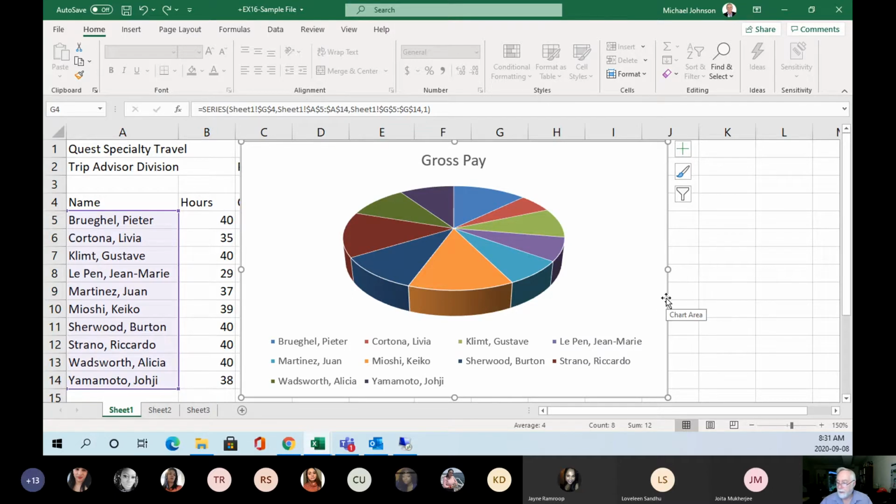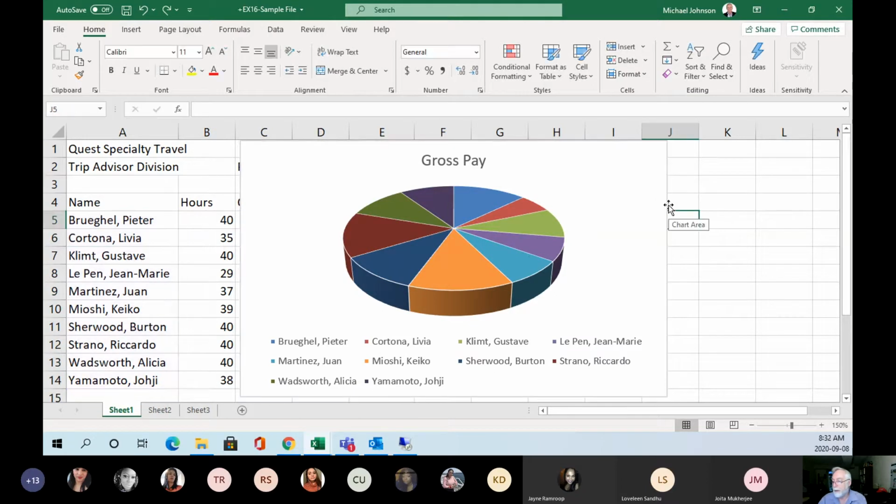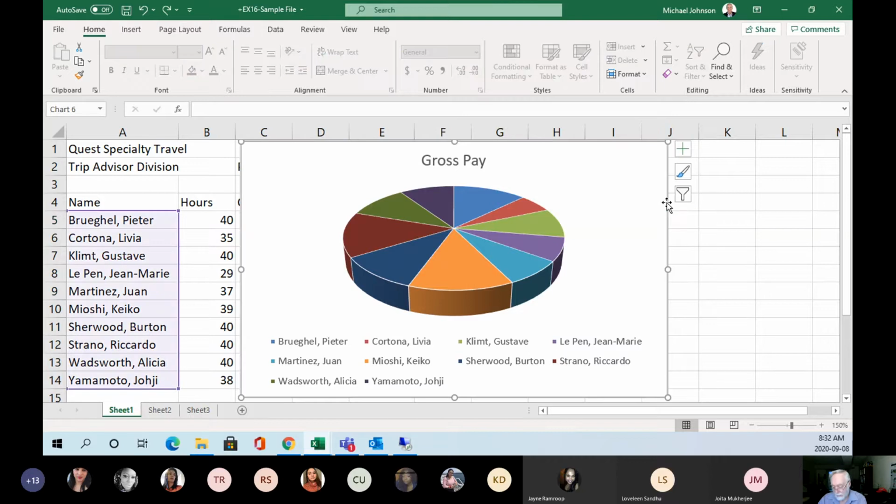My computer has frozen a little bit here. One second.